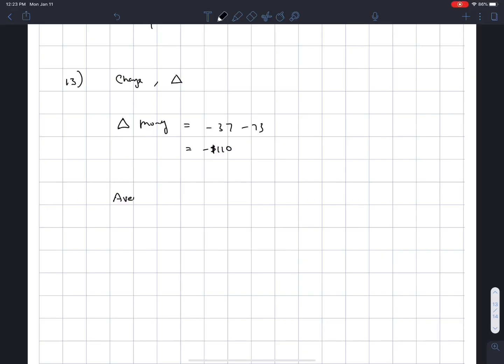So the average cost would just be negative 110 divided by 11, because he bought 11 items. So each item costs $10. $10 per item, right? It's negative because we are spending money, but in the answer, I can just say it costs $10 per item.